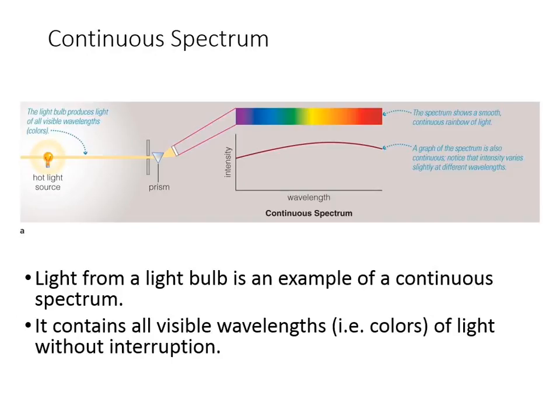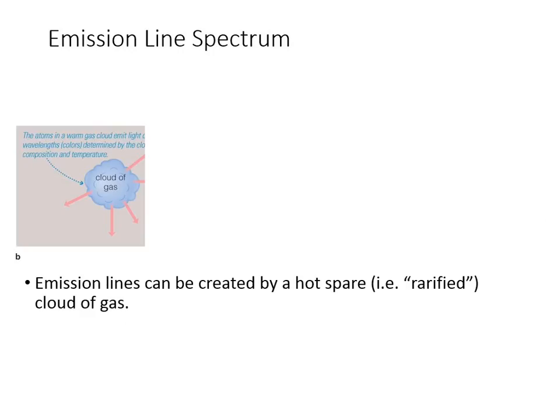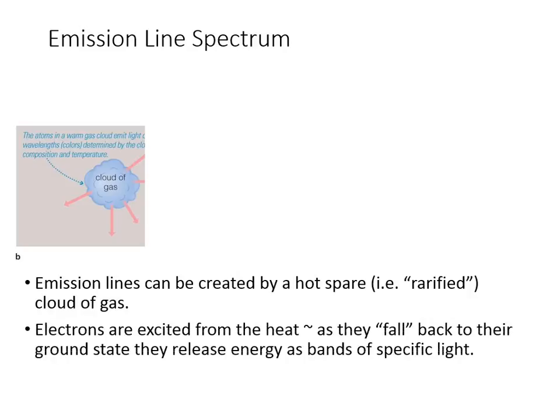Here is an emission line spectrum. Notice you don't have the bright light anymore. What you have emitting or glowing is a cloud of gas. Your cloud of gas is emitting or glowing.